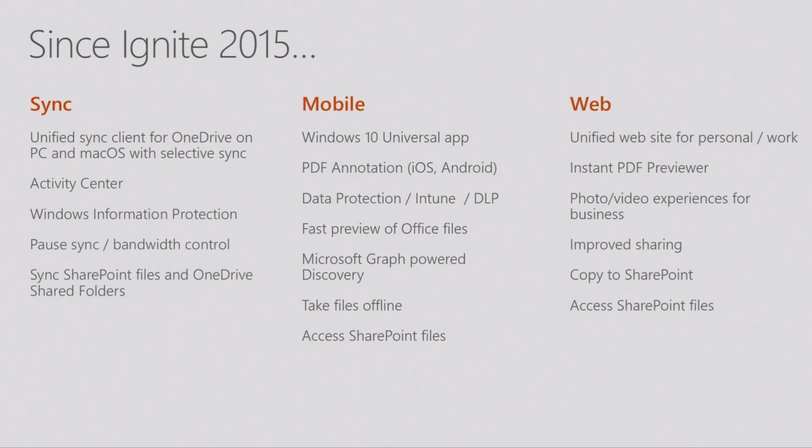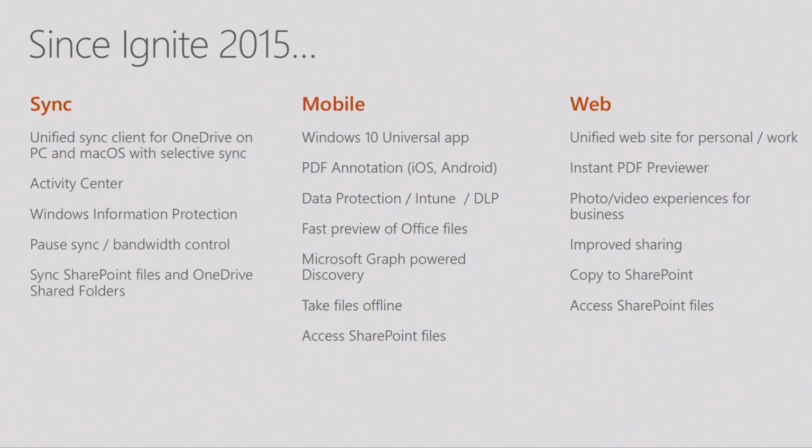Since the last time we met last year in Chicago, there's been quite a lot of work the team has done. I just want to highlight some of that. In the sync category, we shipped the unified sync client across PC and Mac for OneDrive for Business. We recently announced and are shipping the new Activity Center, giving you confidence in what's happening on your device. We did some work with the Windows team on information protection, protecting your data so that if it gets on the device, it's not easy for that data to leak. Also some control features around pause, sync, and bandwidth control, as well as the recent announcement to support SharePoint team sites.